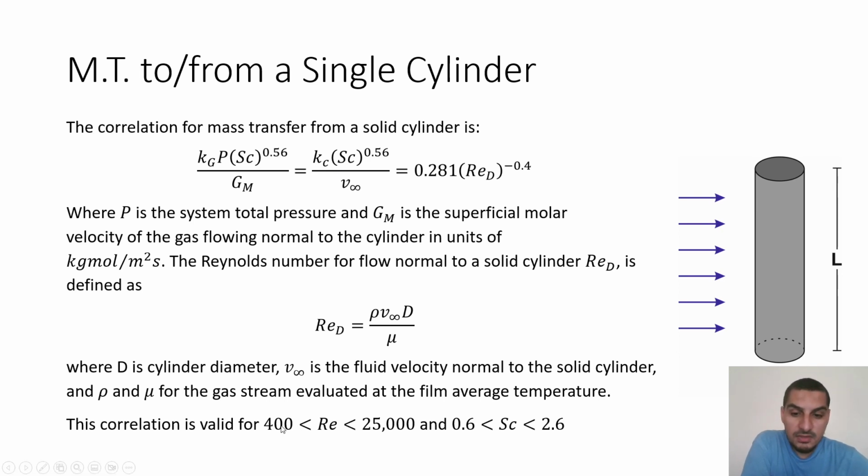This equation is valid for Reynolds number from 400 to 25,000, and for Schmidt number from 0.6 to 2.6. So this is the information that we need to know about this equation. We don't need to know anything else.